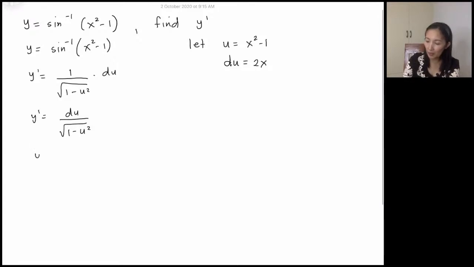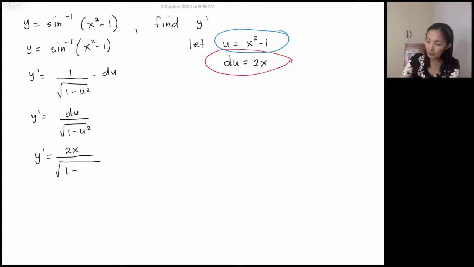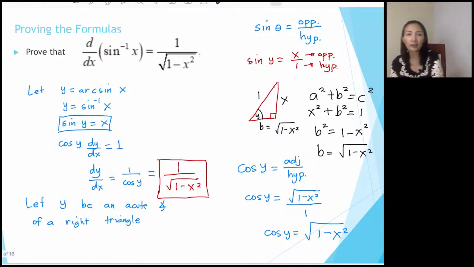What therefore is y prime from here? What is our du? Du is 2x. So y prime equals 2x all over the square root of 1 minus u squared, and our u is this one: 1 minus x squared minus 1, squared. If you want to simplify, it's okay, but this is already correct. So this is the proof of the first formula.